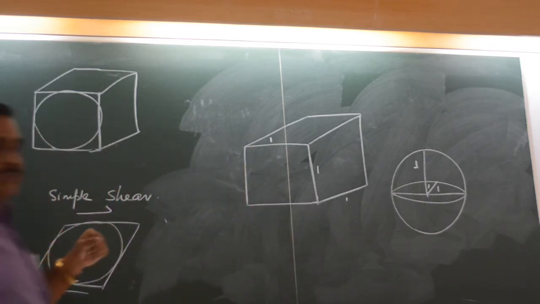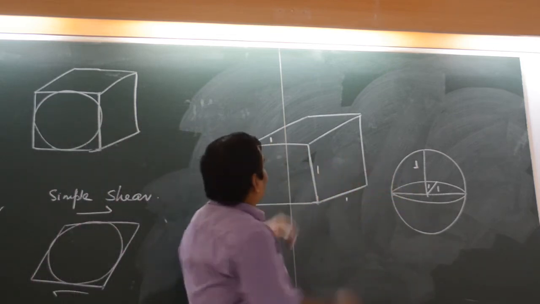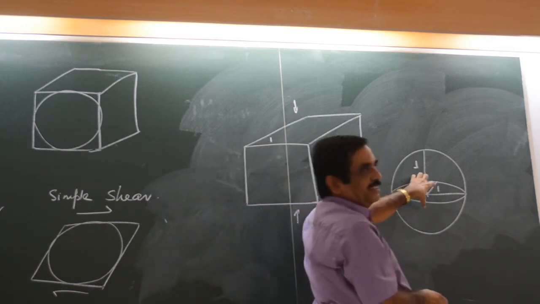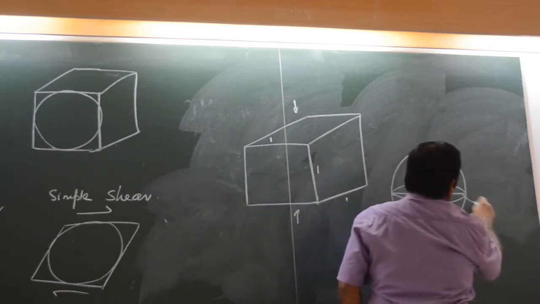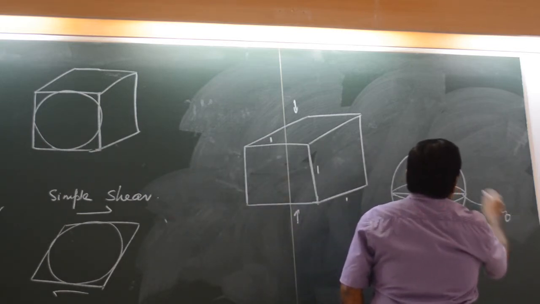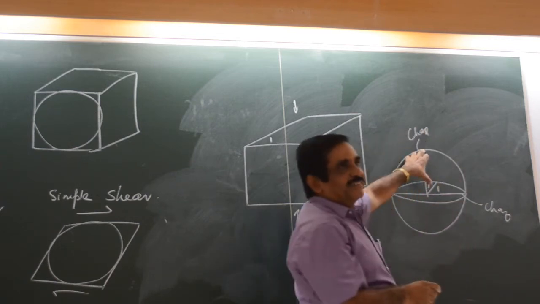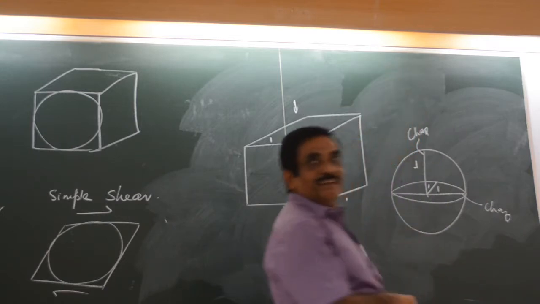Now what we are going to study is the sphere inside, and we are pressing from this side. So this sphere will change this dimension. This dimension will change, this will change. This will be reduced. 1 will become something like 0.8, 0.7.